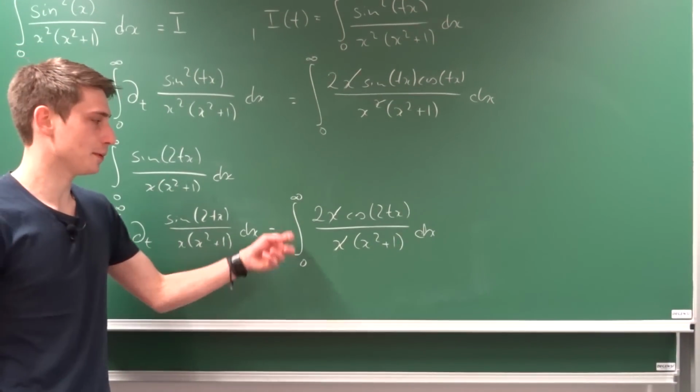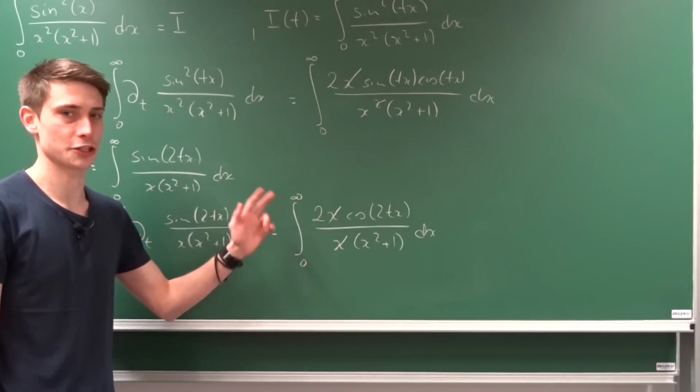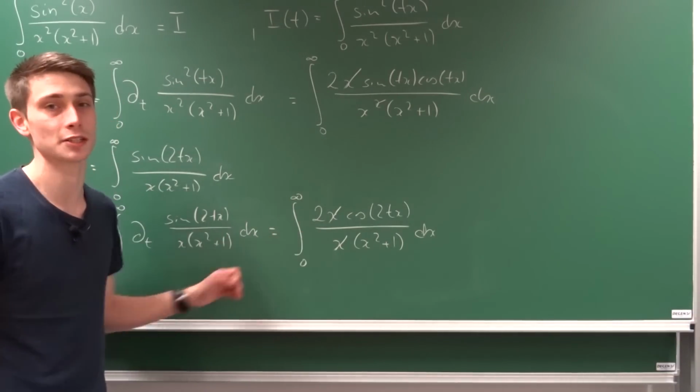Once again, the upper and lower bounds are independent of t. Interchanging integral sign and differential, turning it into the partial derivative.